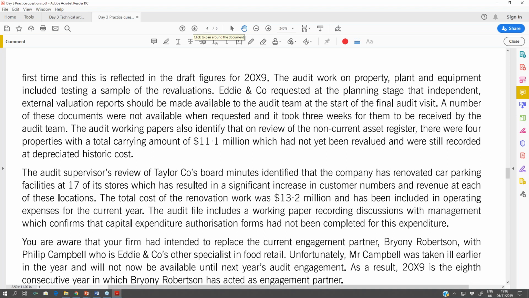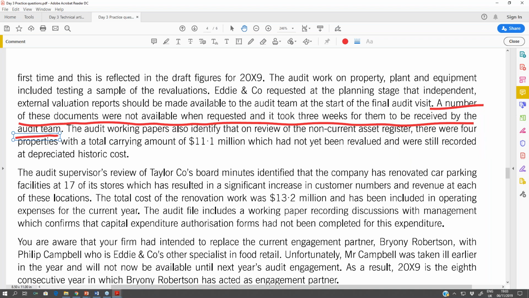So the company has changed the accounting policy, and this has been reflected for the first time in the draft figures. The audit work on property, plant and equipment included testing a sample of revaluations. Eddie and Company requested at the planning stage that independent external valuation reports should be made available to the audit team at the start of the final audit visit. A number of these documents were not available when requested, and it took 3 weeks for them to be received. Is this the first issue I should be communicating to the management, that it took a lot of time for us to get the documents?